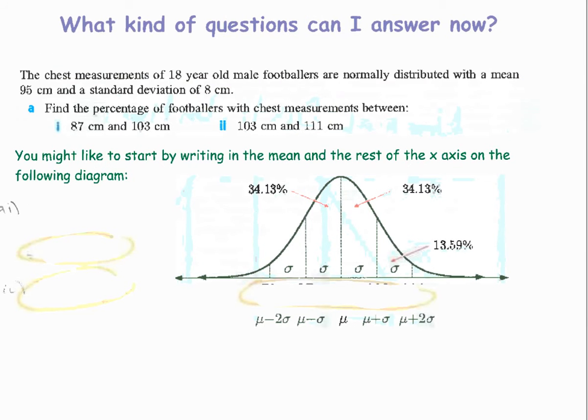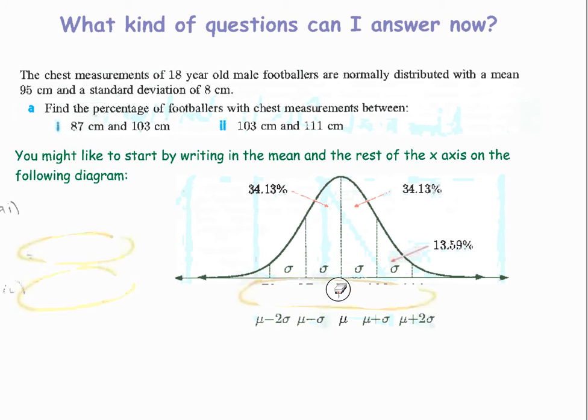So moving on, what kind of questions can you answer now? Let's see a little example here. We're saying the chest measurements of 18-year-old male footballers are normally distributed, meaning they follow this bell-shaped curve. Whenever you see questions saying they're normally distributed, it's a normal distribution question, with a mean of 95 centimetres and a standard deviation of 8. What's really important is the mean of 95 centimetres. I've put a graph here to help you, meaning what number should go down here? This should be the mean, mu.